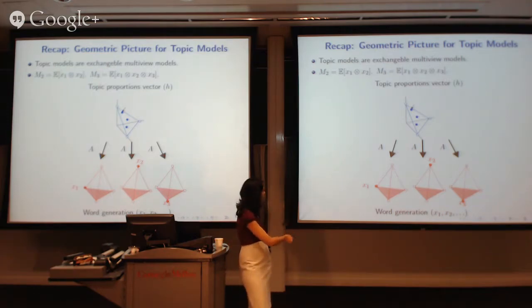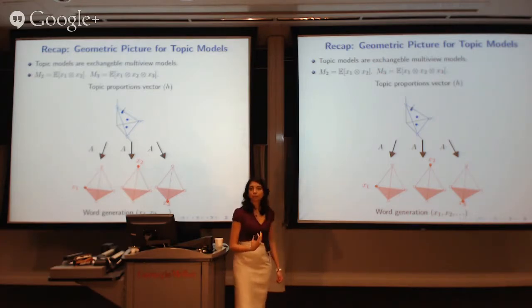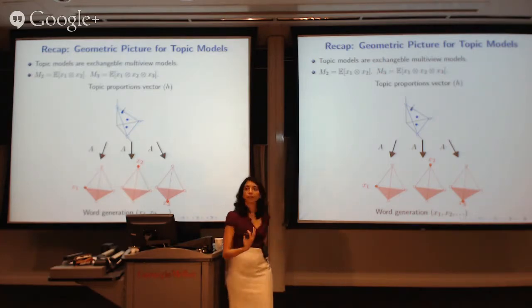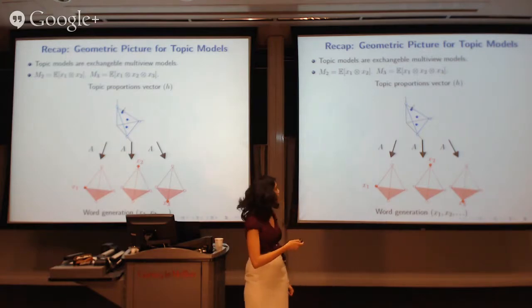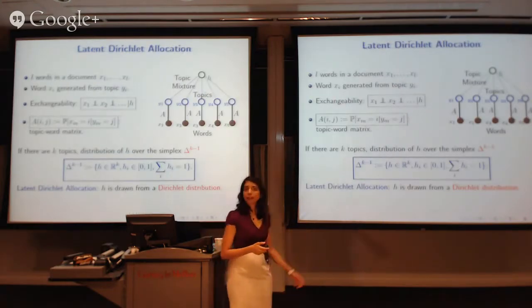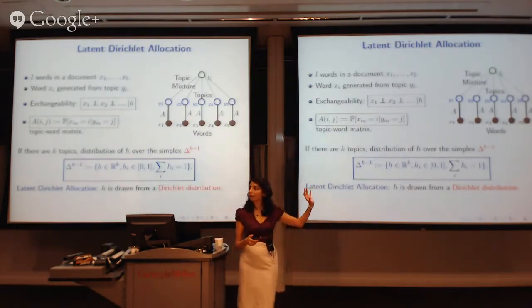Right? And each word, since I again have basis vector representation, there are d vertices in the simplex in total. So these are the different possible words that occur.